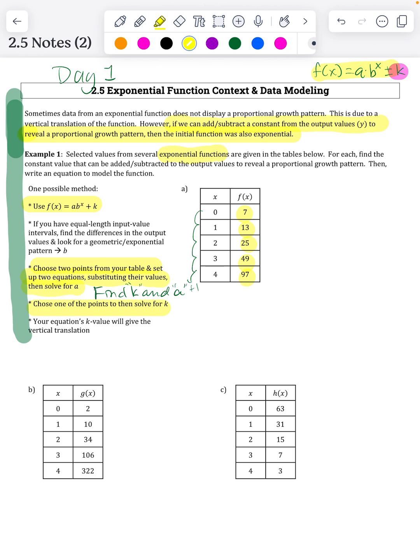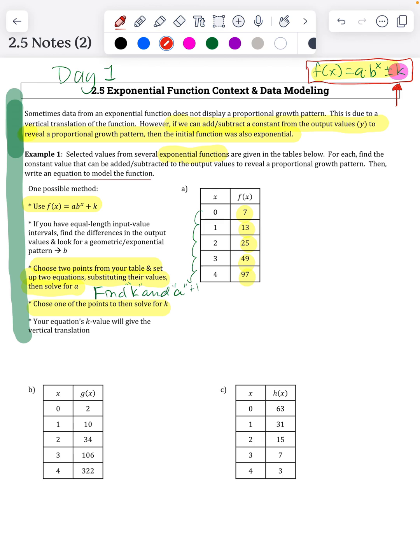And then your equation's k value is the vertical translation number. So that's why it's located over here. So it depends on what they're going to ask you. If they ask you what the vertical translation is that's taking place, you're going to just talk about the k value. But if they're going to ask for the entire equation or the model, like they would up here, then you would have this entire thing when you're done.